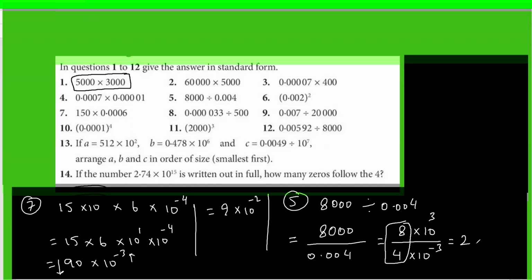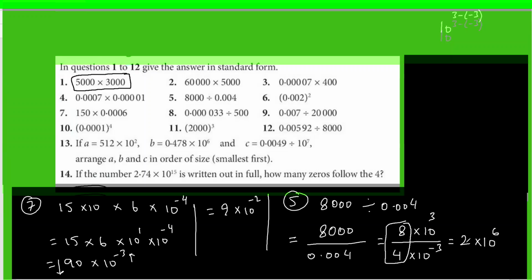That is 2. And when you have these tens being divided, you subtract the powers. So this becomes 10 raised to power 3 minus 3, right? So this will become 10 raised to power 6. That is the answer of this division written in standard form.